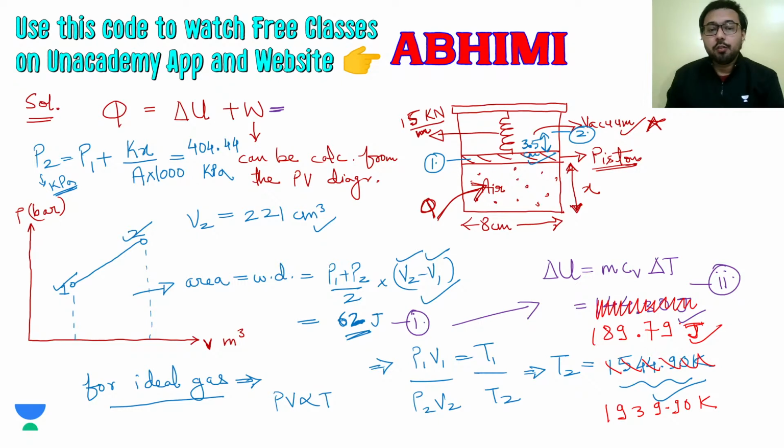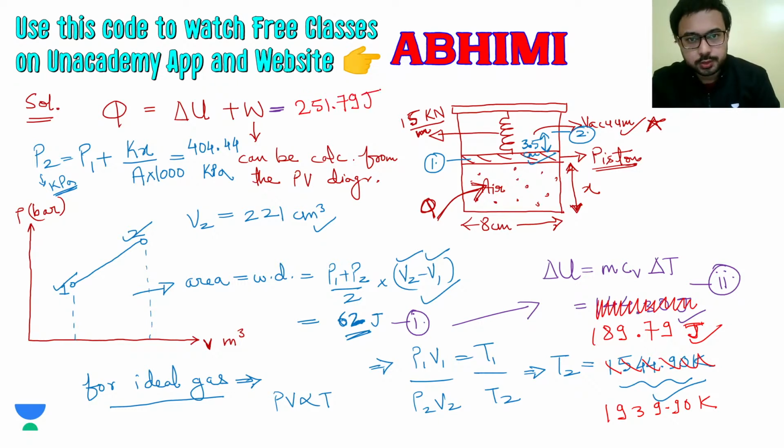So adding this to work done, equation number 2 is the change in internal energy, and 1 is the work done in this process, we can get the heat transfer from the first law of thermodynamics. So it will come out as 62 plus this, so it will be 251.79 joules, and the answer key was given 252. So we are very much near that, and this is the correct answer, 251.79 joules, which will be the heat transfer.